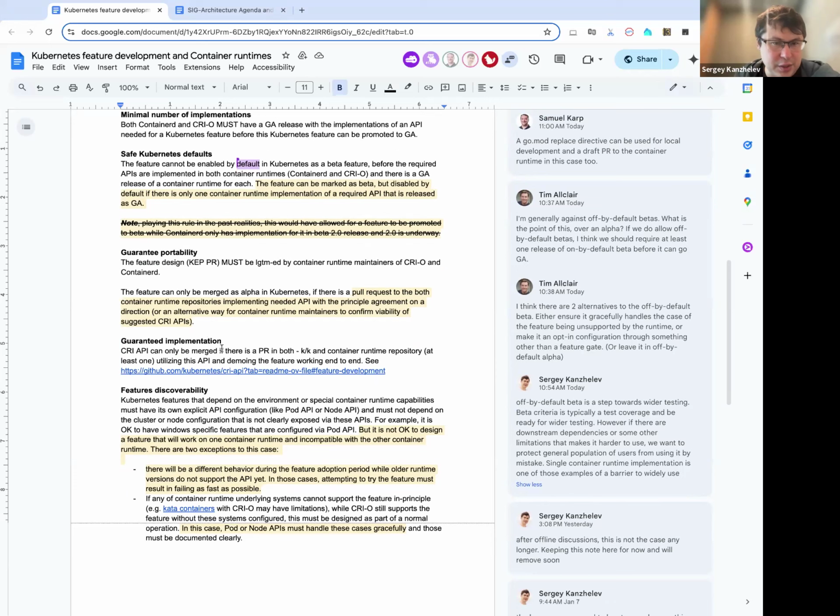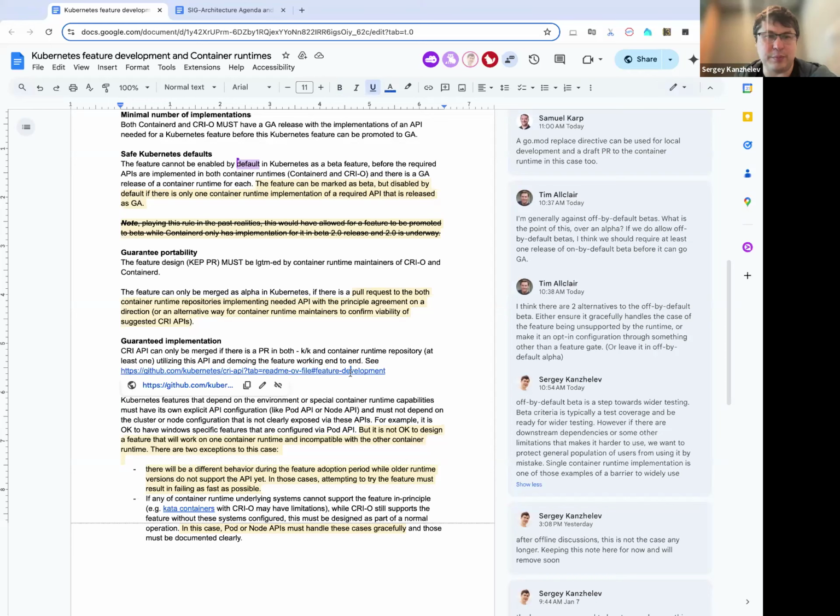Then guaranteed implementation: this is talking about the mechanics of how we want the CRI API to be merged alongside implementation and tests. We don't want to allow the CRI API to be merged first in the hope that it will work fine for Kubernetes and for the container runtime. So we want all the PRs to be end-to-end. Then we can have some mechanics of how we split it up and how we do release procedures. But generally, you need to merge all together, and it brings an interesting challenge of how to do feature development.